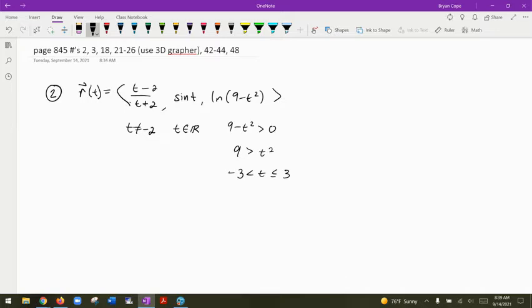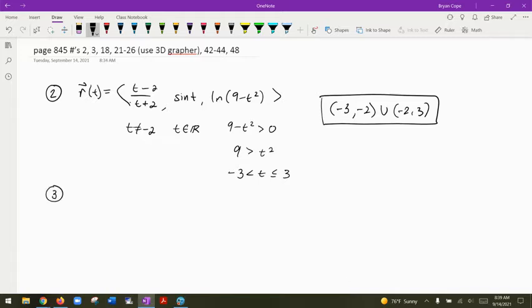So if we put these ideas together, we're looking at all numbers between negative 3 and 3, excluding negative 2. So we would say negative 3 to negative 2, union, negative 2 to 3. So when we analyze the domain of a vector-valued function, we just take the intersection of the domains of the individual component functions. Number 3, find the limit.